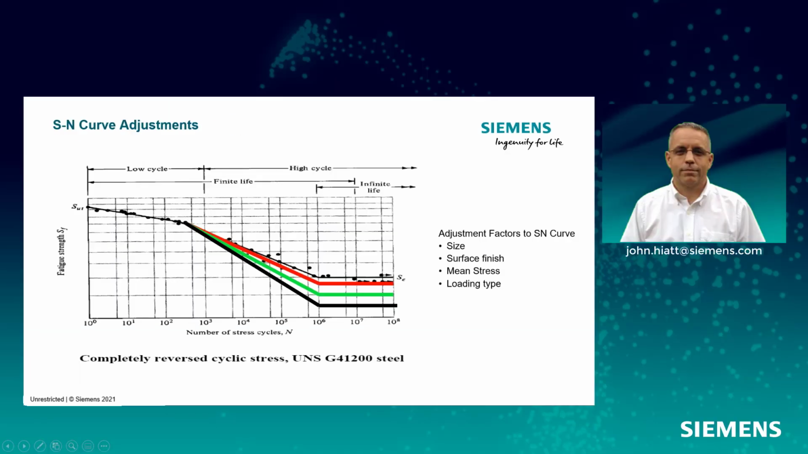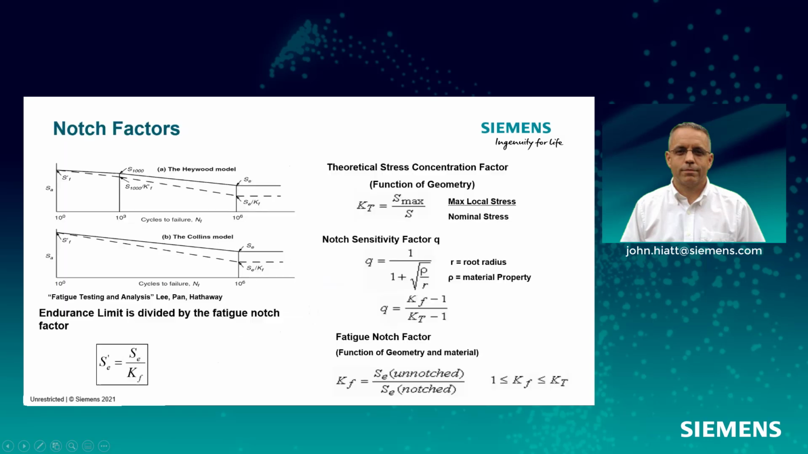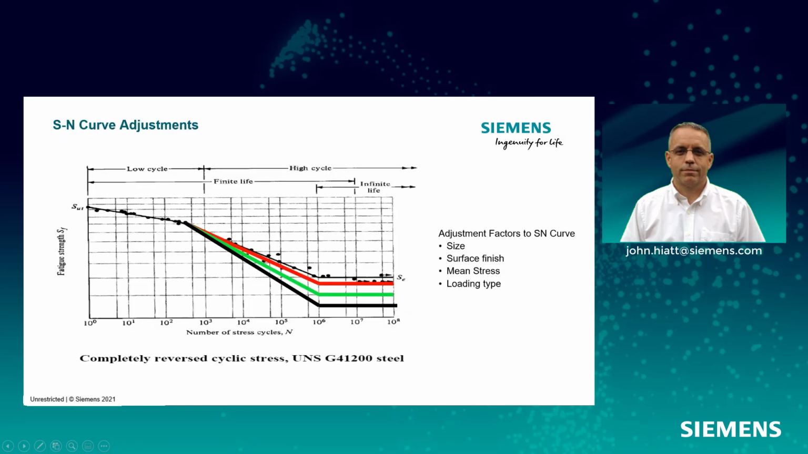Now, very few people put these machined, smooth specimens in their products. So there's going to be some adjustments to the SN curve: adjustments for size, surface finish, mean stress, and loading type. We handle mean stress in a different way. You can either handle it by changing the SN curve, or you can handle it by changing the cycle. We move the cycle, but either way is good. They both have the same result.